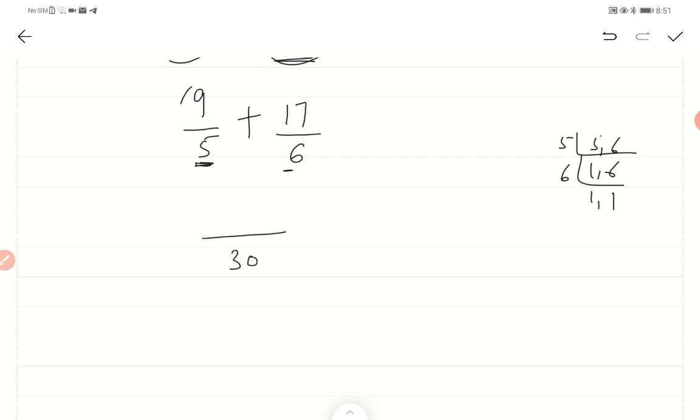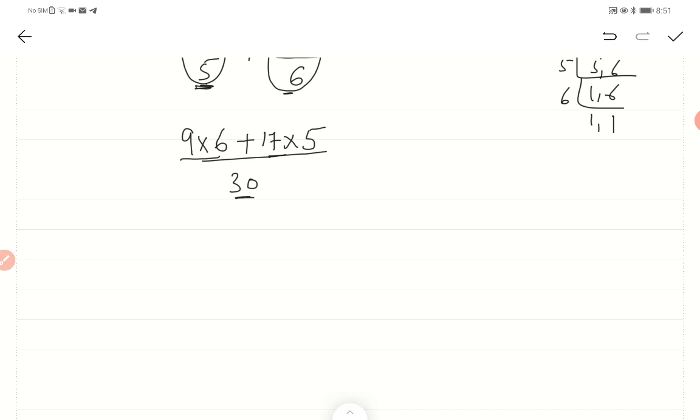Now you come to this fraction. I will keep 9 as it is, and 5, how many times will it go into 30? 5 sixes are 30. So you need to multiply with the numerator of this. Now come to this fraction, 17. You will keep it as it is, and 6, how many times will it go into 30? 6 fives are 30. So now just multiply and tell me the answer.